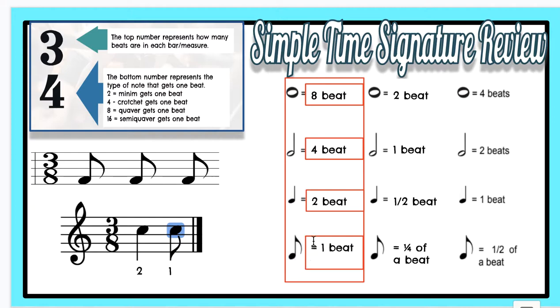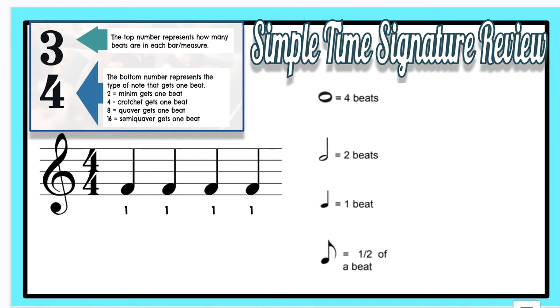So if a quaver is now equal to 1 beat, then all other note values change. The quarter note is now equal to 2. This is now equal to 4. This is now equal to 8. Notice how many different changes we've had because of the bottom number.